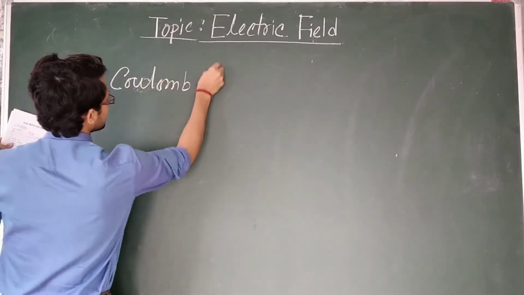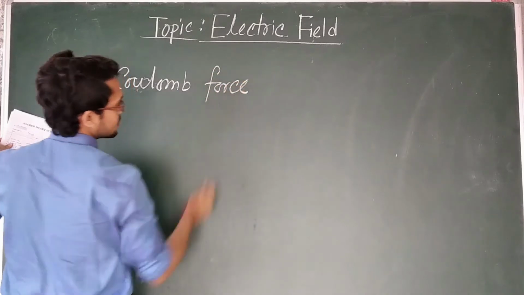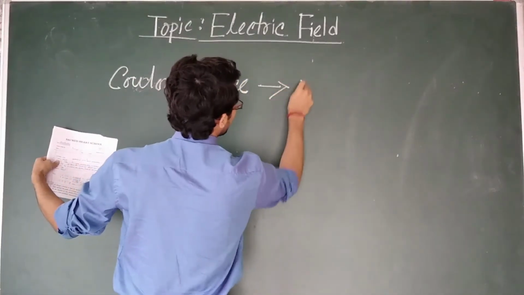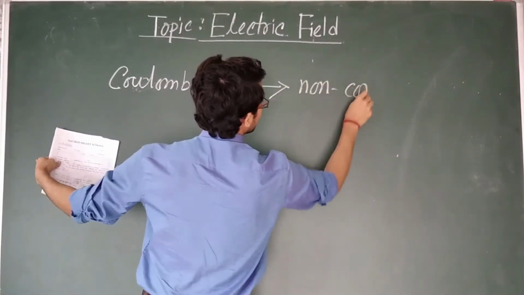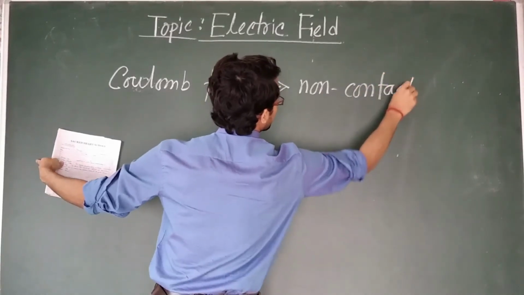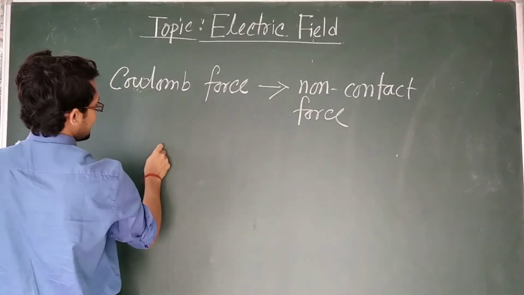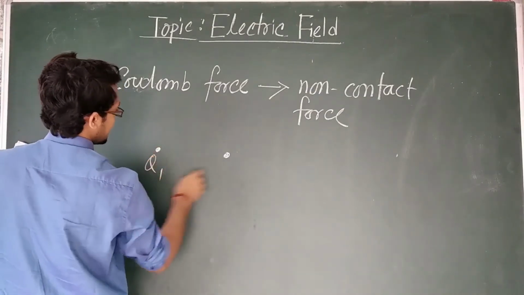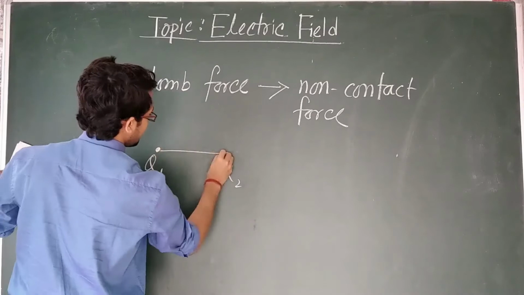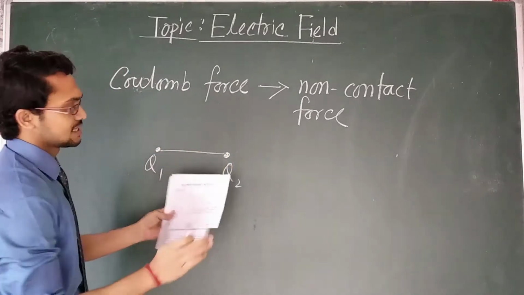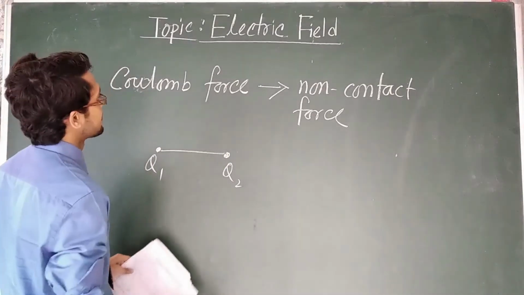Coulomb force is which kind of force? It is a non-contact force. Non-contact force. That means what? If we place two charges at some separation, they will attract or repel each other. So this is basically a non-contact force.